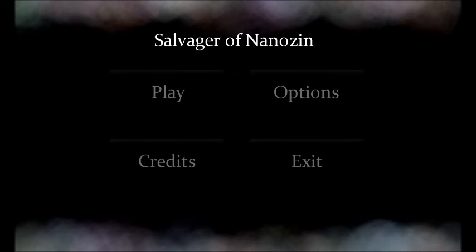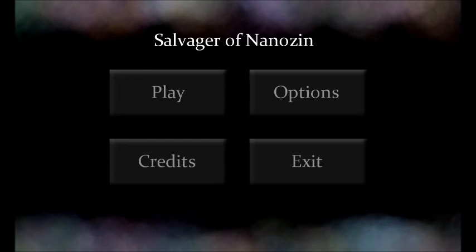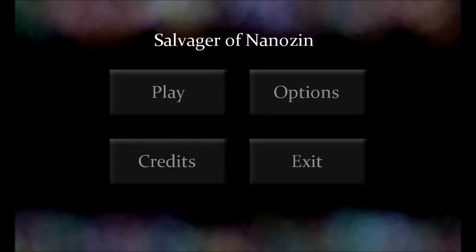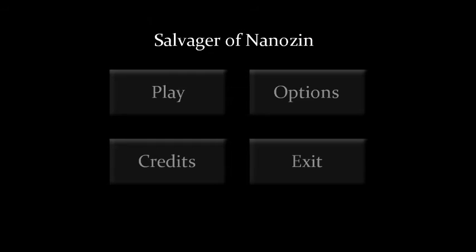Today I'm excited to show you Salvager of Nanozin, which was my final project for the class Graphics and Game Engine Programming of my sophomore year. It was written in C# and it uses the XNA framework. The idea for this project was a short, linear action puzzle game set in a post-apocalypse alien world, and the point of each level would be to collect or salvage fuel cells so that you could power a ship and eventually escape the planet Nanozin.